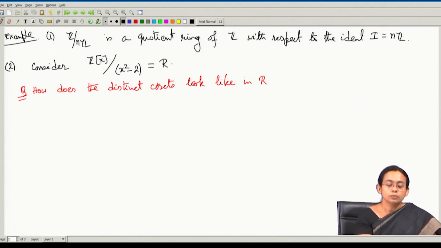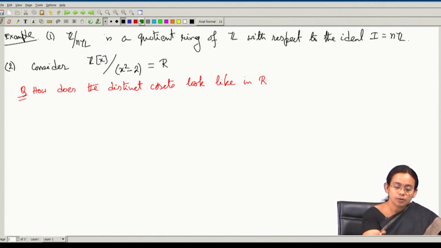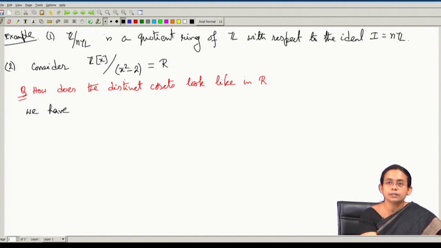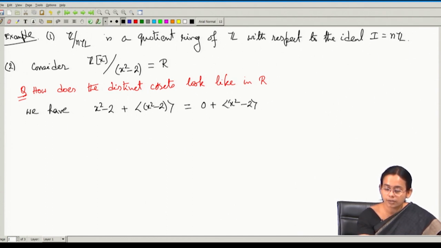Okay, so let us try to investigate how it looks like. What is the additive identity in this quotient ring R? The additive identity is 0 plus the ideal generated by x square minus 2. The ideal I am writing with this bracket notation. So, this is nothing but the 0 element in this quotient ring.